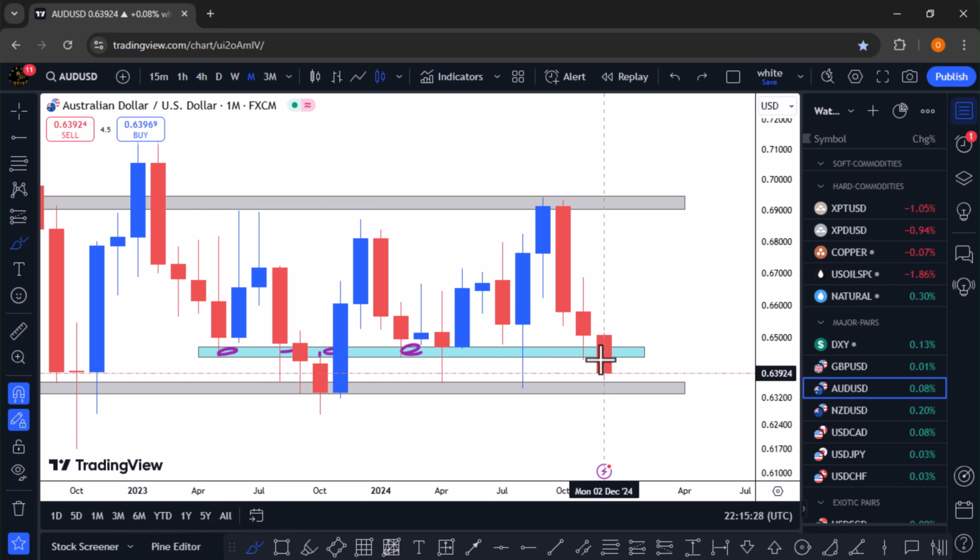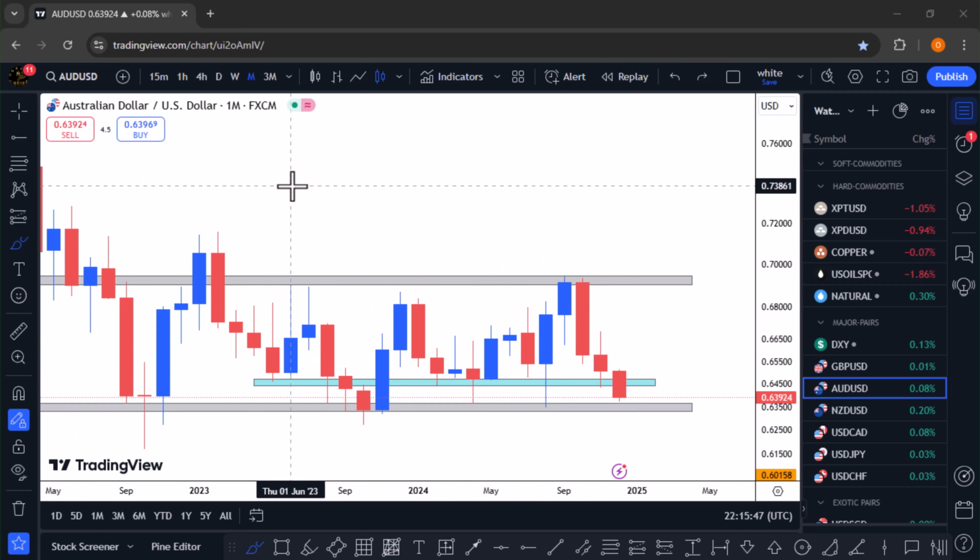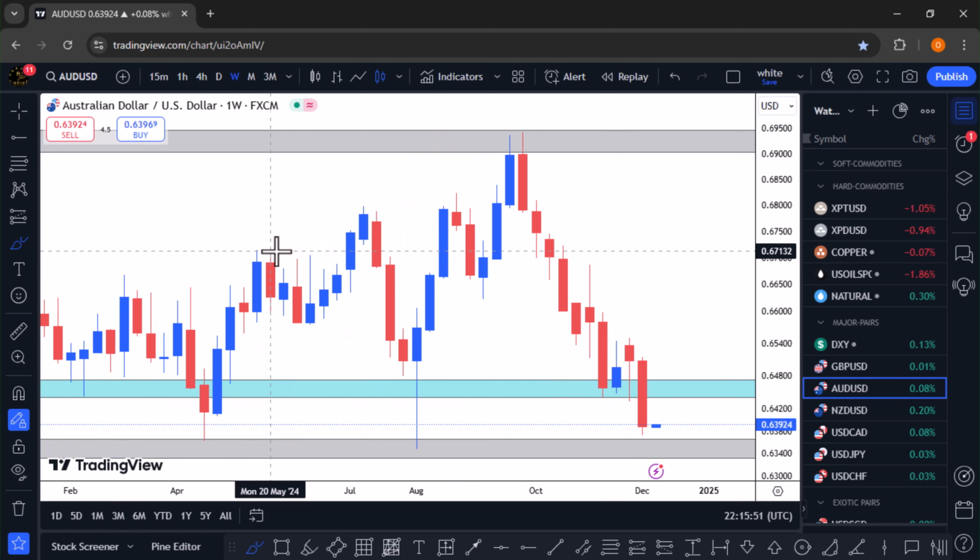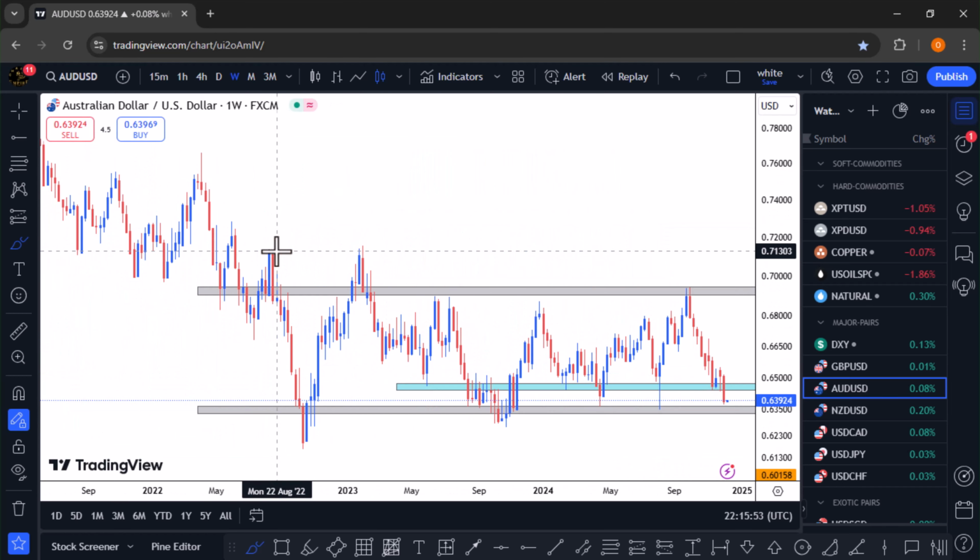There's another level. You can see that. So that is an important level we need to take note of as a price action trader. We need to take note of that level. Right now, since we have this level, we can now move to the weekly chart. On the weekly chart, this is what we have.